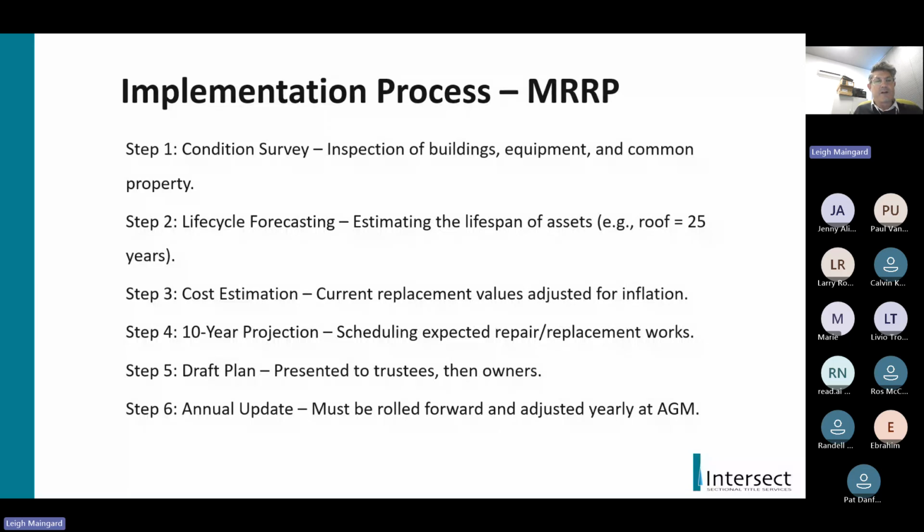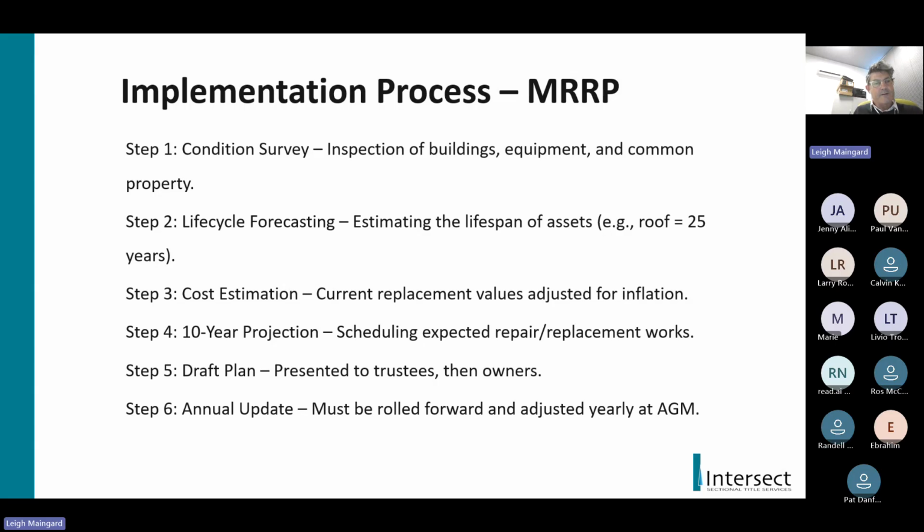The implementation of the MRRP is a little bit different, although the outcome is the same. The first thing to always do is a condition survey of the building, and that will include the inspection of the buildings, all the equipment, the assets of the building, and the common property, because you've got to make provision for expenditure on common property as well, as we mentioned in the previous slide, where we have items like paving or roads, if it's a big scheme, boundary walls, etc.